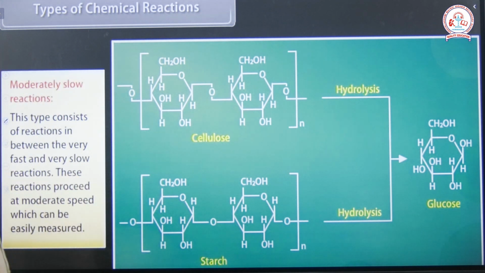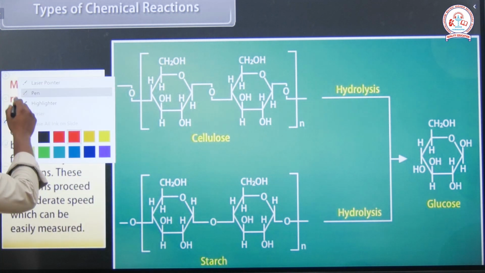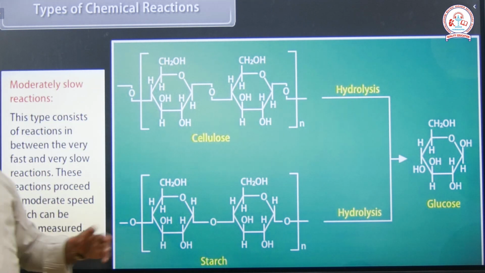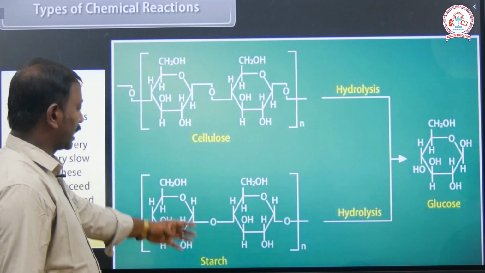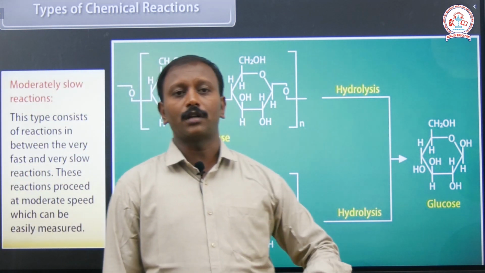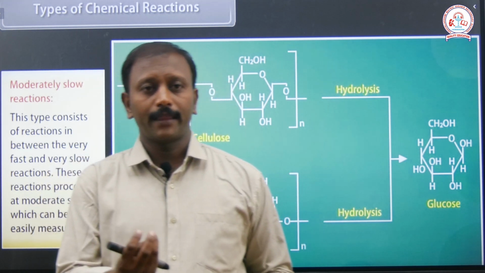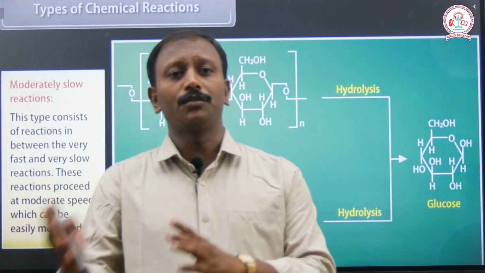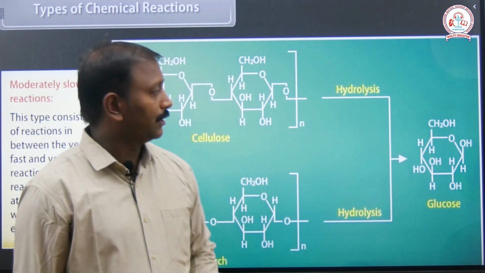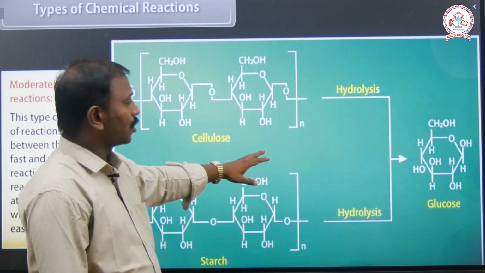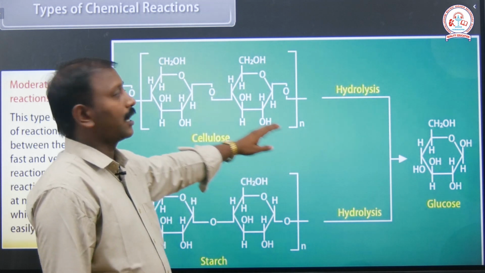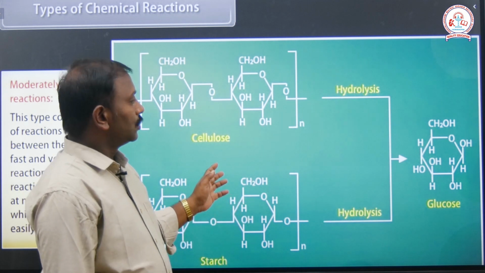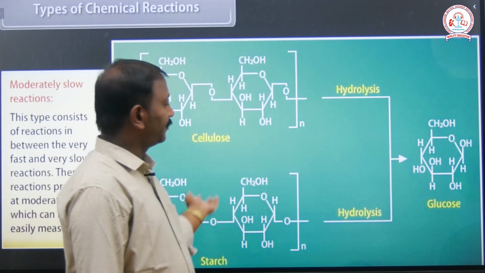Next one, the moderate reaction. Which one is the moderate reaction? You see, this is the moderate reaction. A moderate reaction means in between the very slow and very fast reaction. You see, this is cellulose and starch. The cellulose and starch are nothing but our eatable things. If we eat some food, hard food or light food, finally the eatable things are converted into glucose in nature. So this glucose is converted from the higher molecules of cellulose and starch. These higher compounds are converted into glucose.